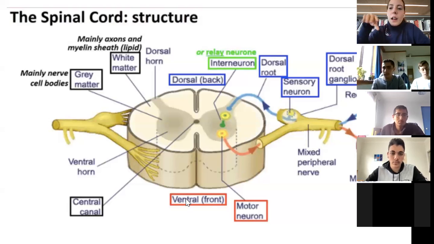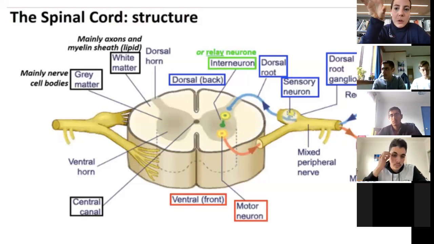Then we have these mixed spinal nerves, which come into the spinal cord, and then they're going to separate out. A mixed spinal nerve means it has both your sensory neurons, which are at the back, and your motor neurons, which are at the front. But I'm going to go into a better diagram on the next page.